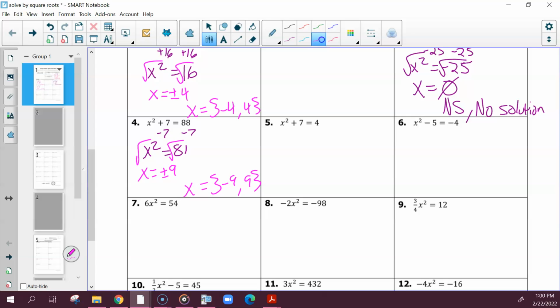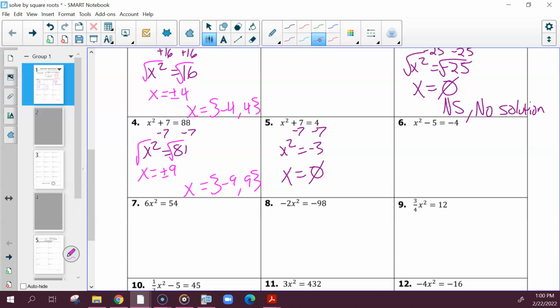Hopefully this is making sense so far. If it seems pretty easy, it is kind of easy, so hopefully you feel that way too. Number 5, we need to subtract 7 on both sides. We get x squared equals negative 3. We ended up with a negative. We cannot take the square root of a negative in this class, so we can jump to x equals no solution.